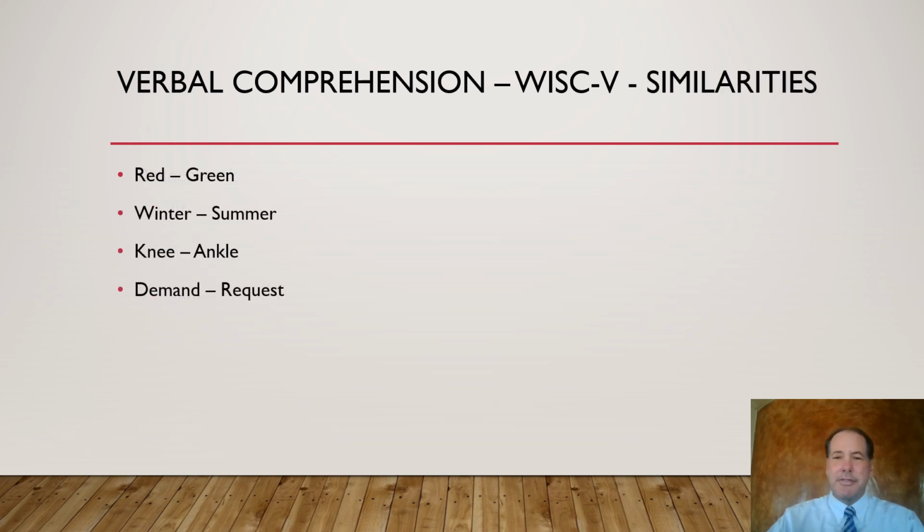And then a different subtest is what's called similarities. In this particular top one right here, how are red and green similar? So the student would need to say, well, they're both colors. How are winter and summer similar? Oh, they're both seasons. And then they would ask, how are knee and ankle similar? How are demand and request similar?